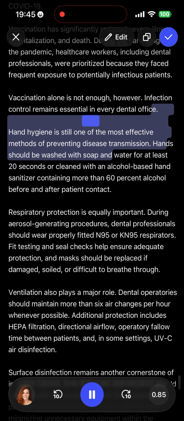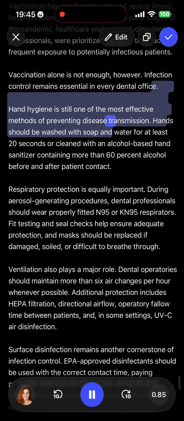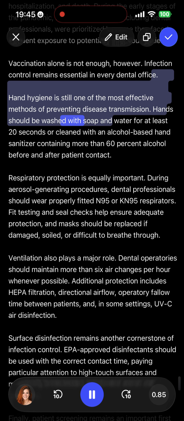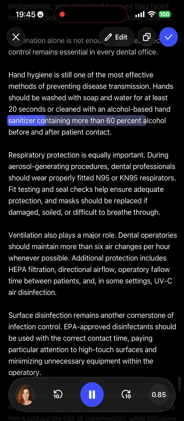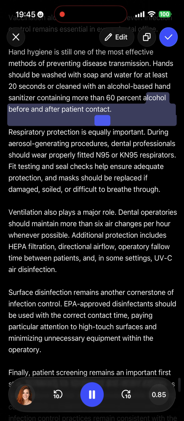Hands should be washed with soap and water for at least 20 seconds, or cleaned with an alcohol-based hand sanitizer containing more than 60% alcohol before and after patient contact. Respiratory protection is equally important. During aerosol-generating procedures, dental professionals should wear properly fitted N95 or KN95 respirators.